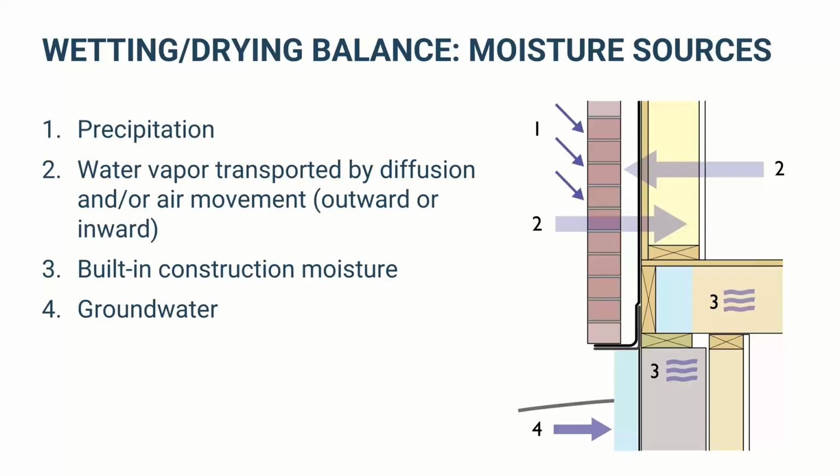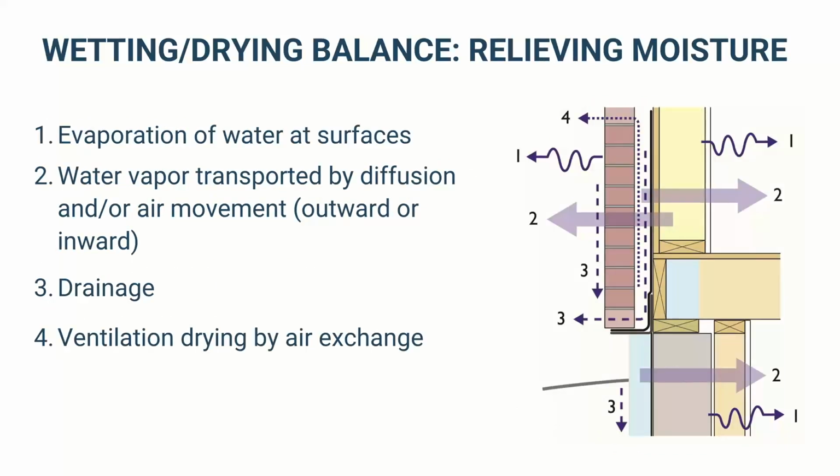And then you've got number 4, which is groundwater, which we're not really dealing with much with RAiNA. We tend to stick to the above grade assemblies, but those are the 4 sources of water that can affect the building enclosure. Okay, so the ways that buildings dry out is also multifaceted here.